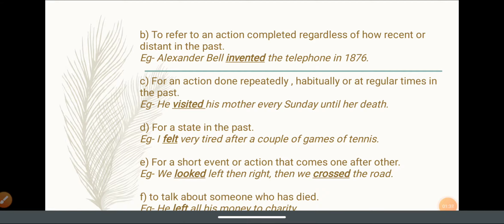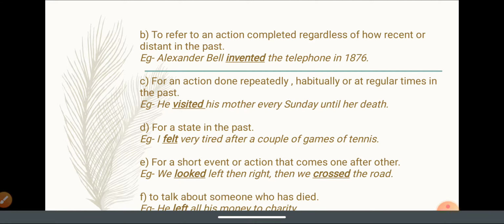Next is to refer to an action completed, regardless of how recent or distant in the past. Like, Alexander Bell invented the telephone in 1876. So this was an action completed in 1876 by Alexander Bell.